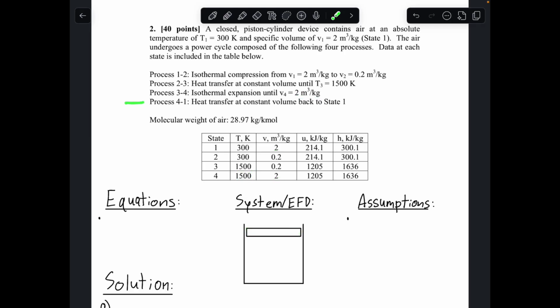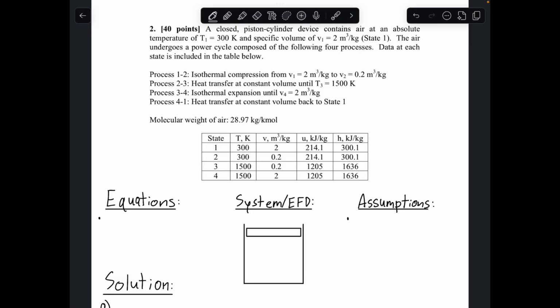And then 4 to 1, we have to complete the cycle by going back to state 1. That's just going to be heat transfer at a constant volume again back to state 1. So our piston is still sitting here at the top, but our temperature needs to return to the value that it had at state 1, so we're going to be taking some heat transfer out of the system. Okay, so we have a lot of different things going on, but hopefully that makes sense.